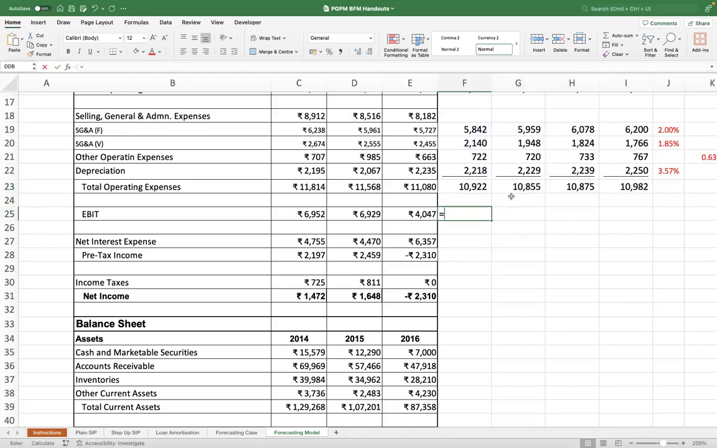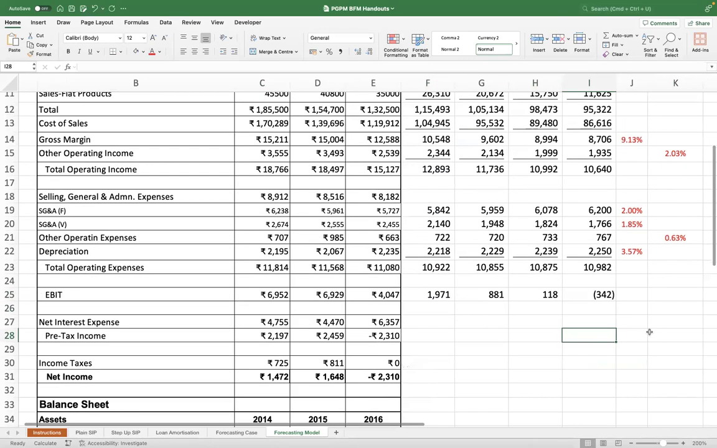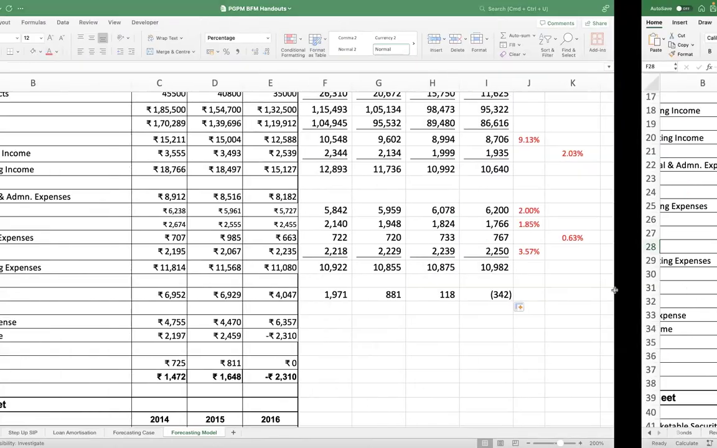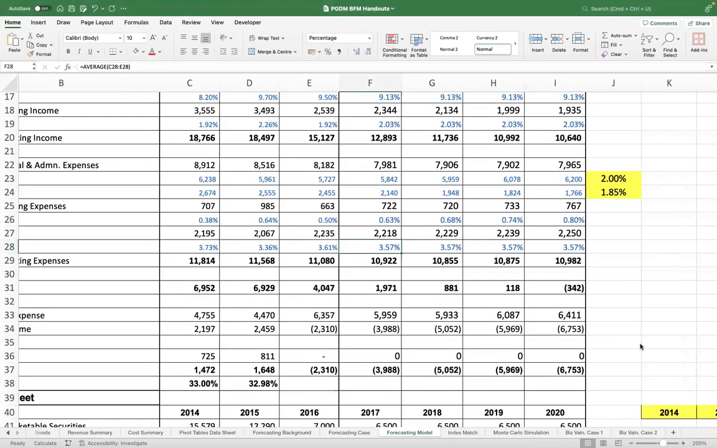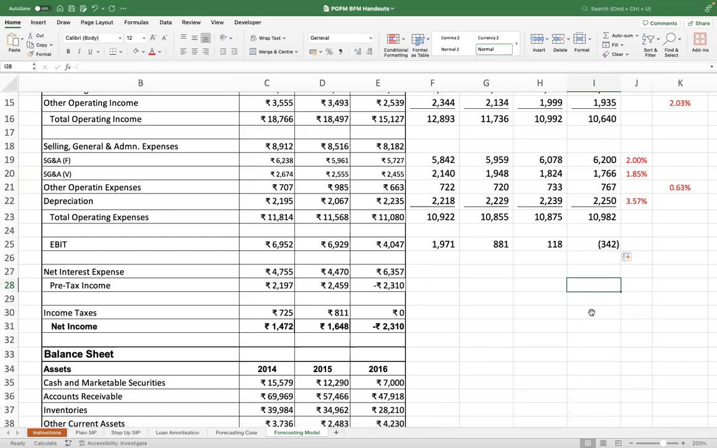And then reduce operating income minus operating expenses will give you the EBIT for all the 4 years. ये देखो, 1971, 881, 118 and negative 342. Am I right?